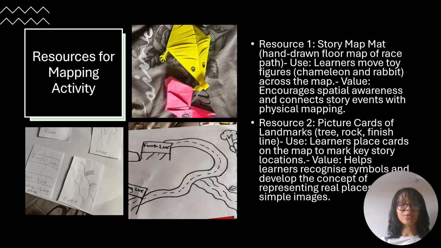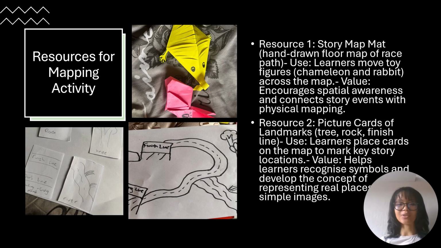On our next slide, resources for mapping skills activity. For our first resource, Story Map Mat. This is a hand-drawn flow map of the race path. Learners will move toy figures, chameleon and rabbit, which are here in our first picture, the yellow chameleon and the pink rabbit. The value encourages spatial awareness and connects story events with physical mapping. So obviously it'll be easier for the kids to see and visualize the map more.